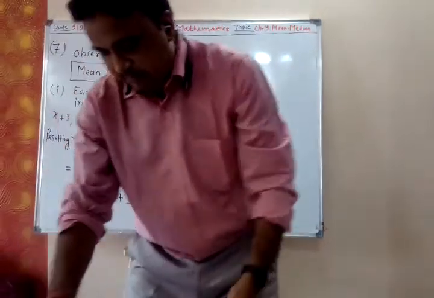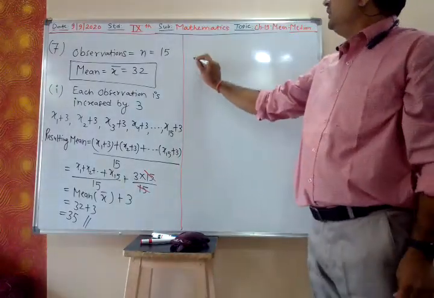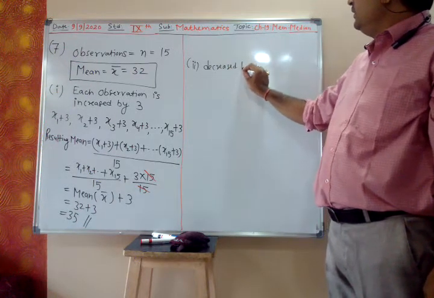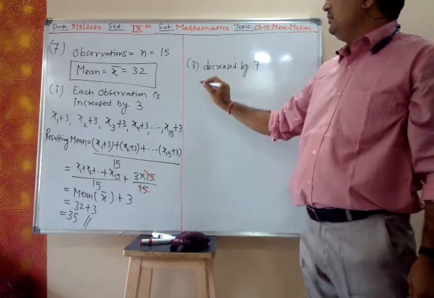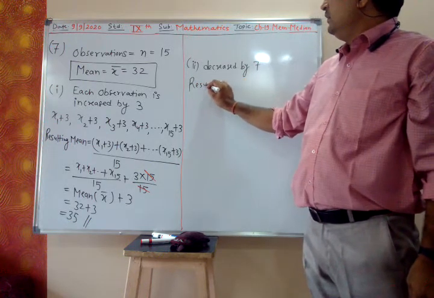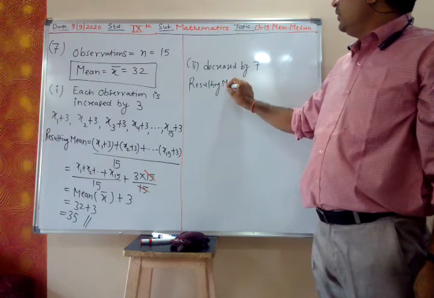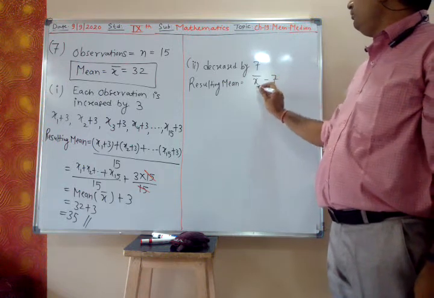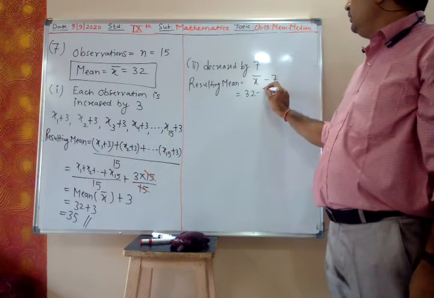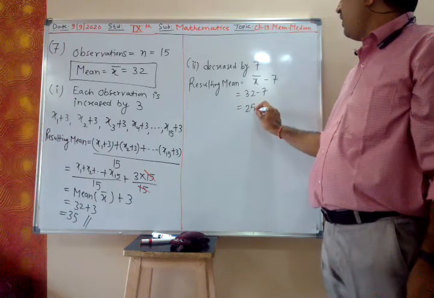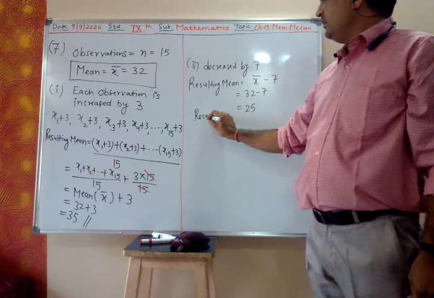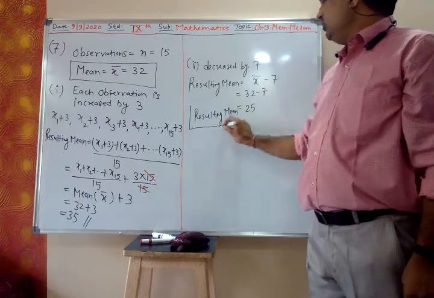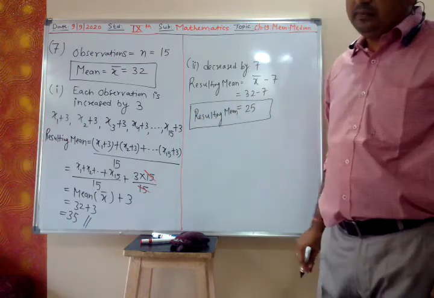Now let me do the same part. Decrease by 7. We write directly. So the resulting mean will be x bar minus 7. x bar is 32. 32 minus 7 is 25. So that is my resulting mean. When each observation is decreased by 7, the resulting mean is 25.